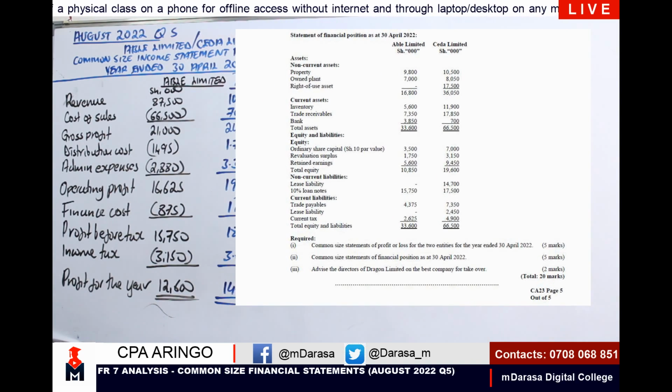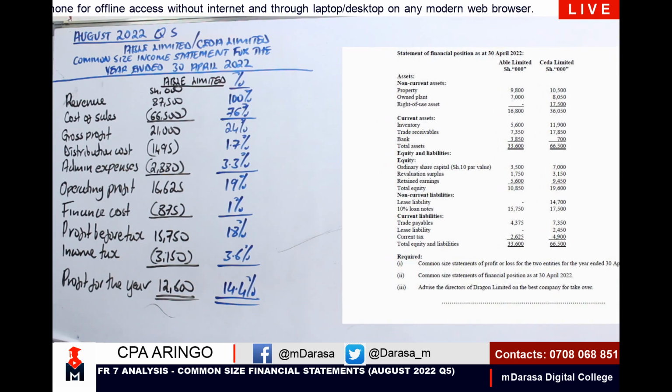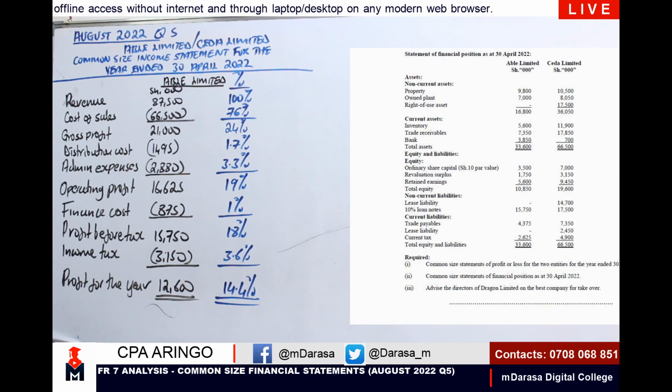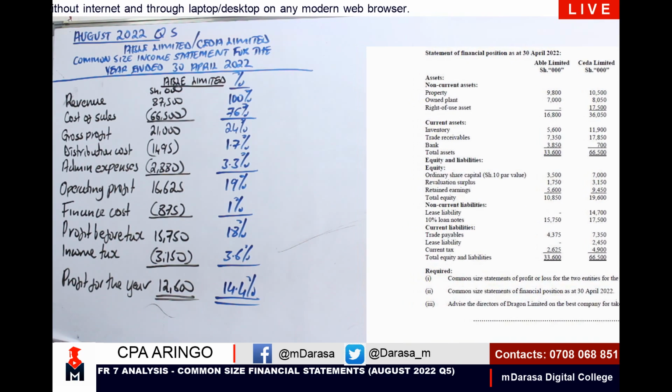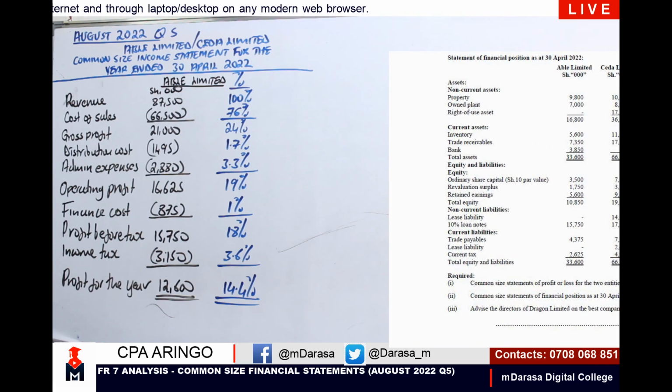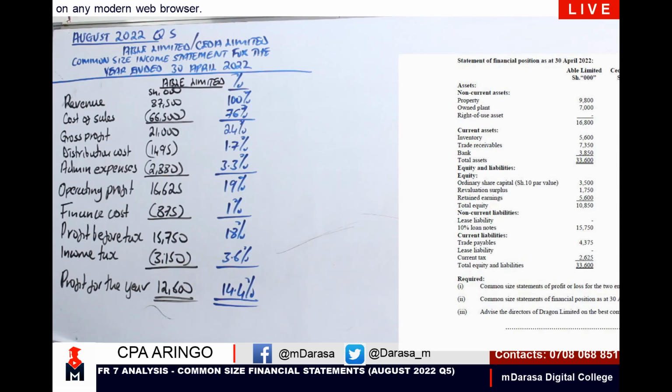I'm doing for Able Limited. Then you'll do for me for SEDA Limited. So I'm just squeezing it somewhere here. Allow me to squeeze it up to that point there so that you can all be able to view it. I believe that is somehow clear, that you can be able to view it.